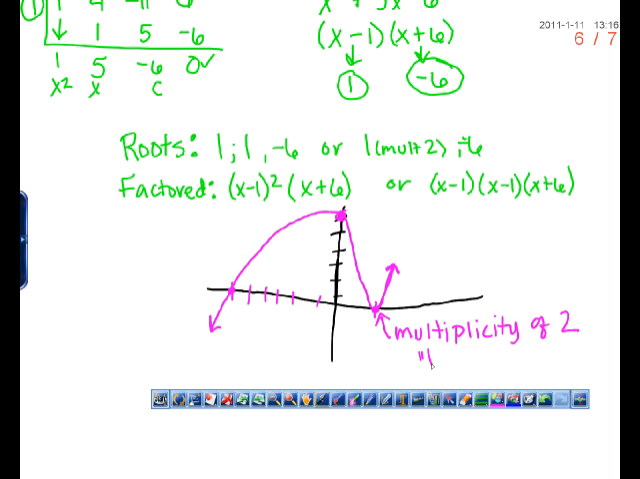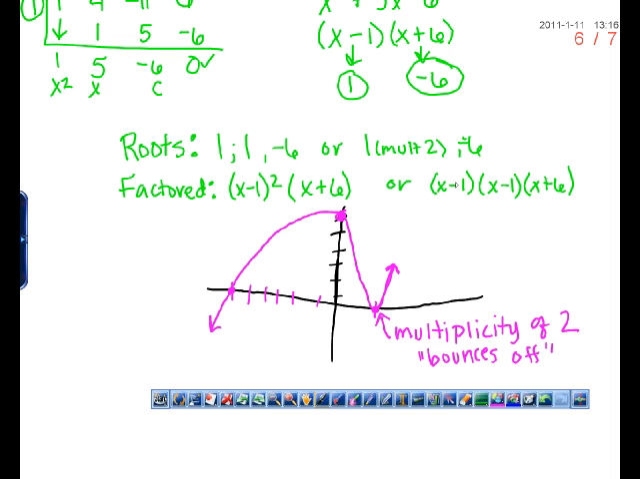What does it mean by multiplicity of 2? That means, think about it like if you were to write it in factored form. How many times does my factor of x minus 1 show up? Okay. Shows up twice, so it has a multiplicity of 2.